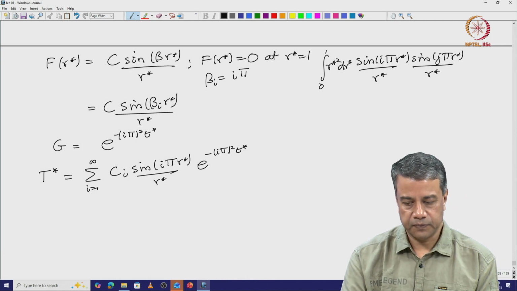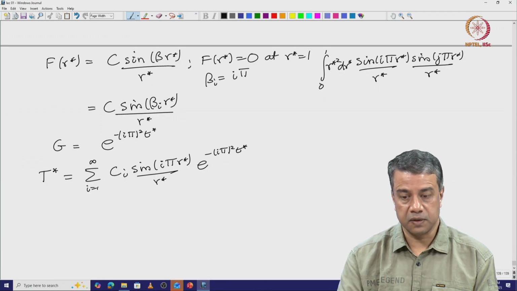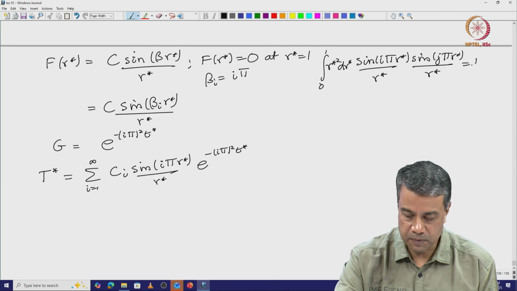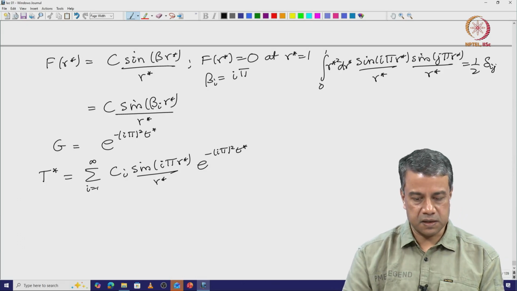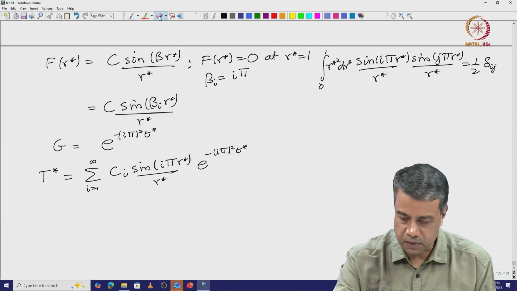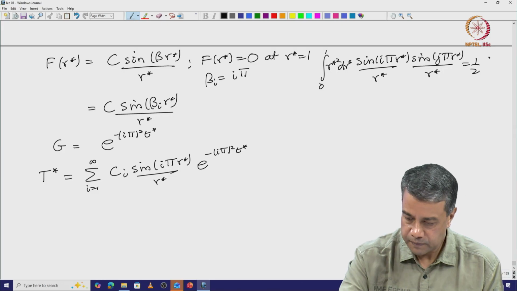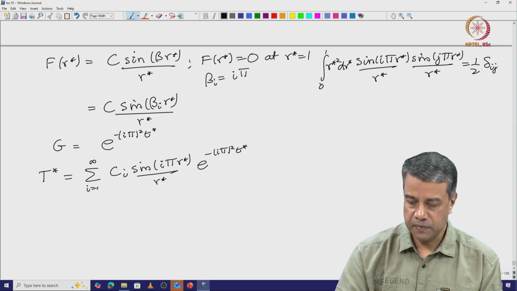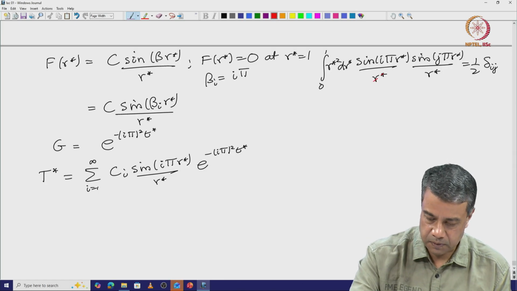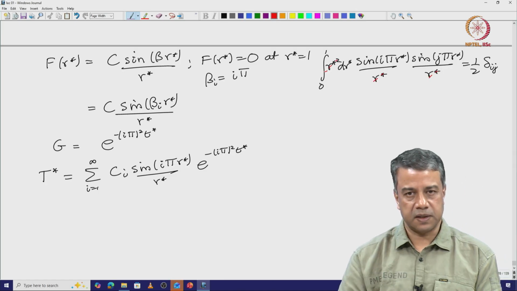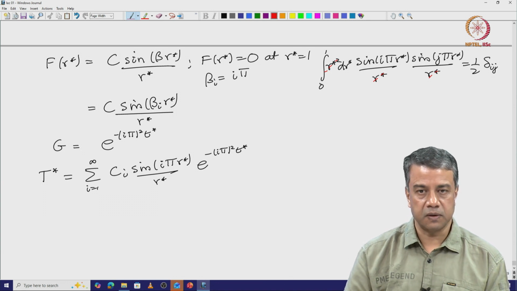This is the same as the orthogonality relation we had for the Cartesian coordinate system. So, this is equal to 1 by 2 delta ij. Because you can see that this 1 over r cancels out with this r square. R square is present because we are doing an integral in a spherical coordinate system.